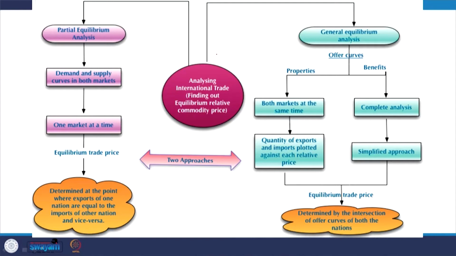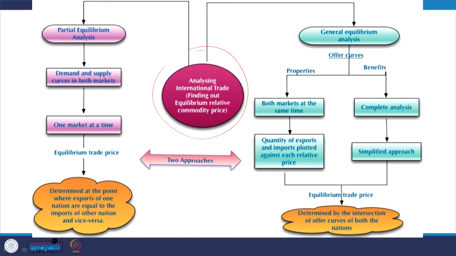So, try to also understand what the structure is, what exactly we are going to do. Since this is a complete structure and you may not be able to read it directly, let me help you out. So, here we are discussing analyzing international trade, finding out equilibrium relative commodity price.